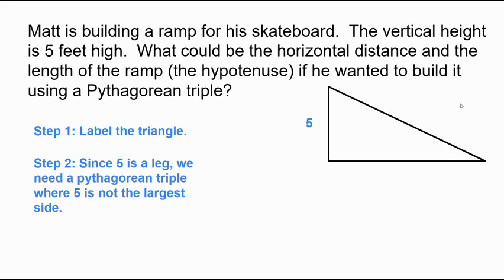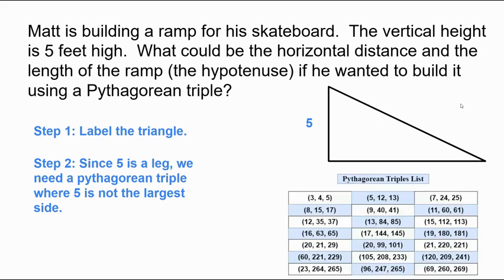So if we look at a few Pythagorean triples in the list, we know that we don't want to use this first Pythagorean triple because 5 is the largest in this triple. Instead, we need another Pythagorean triple that has a 5 in it, but 5 is not the largest. So maybe you look through the list here and you see that second Pythagorean triple, the 5, the 12, and the 13.